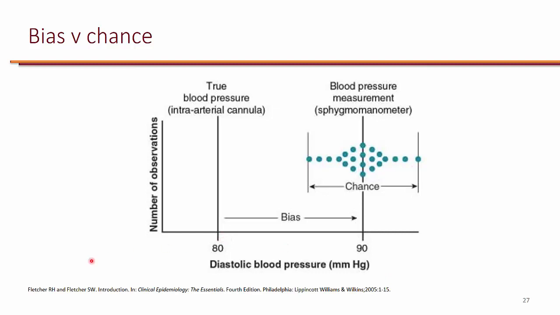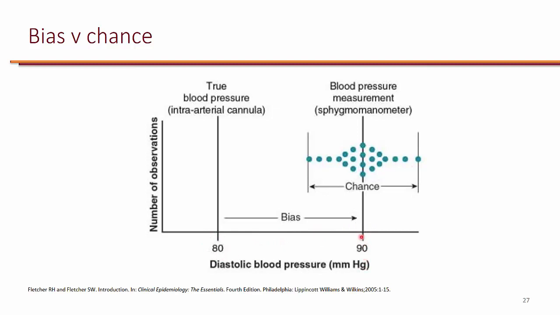So let's say that we're doing an experiment to measure somebody's blood pressure. If you could actually measure the true blood pressure from an intra-arterial cannula, and let's say it's around 80, that's the true diastolic blood pressure. And then we're going to use a non-invasive device to calculate it. Because the device can have systematic error, there will be some bias just because of the device. So let's say it gives you a diastolic of 90, and that's some deviation from the truth.